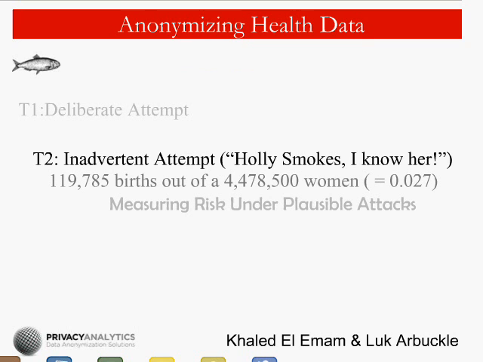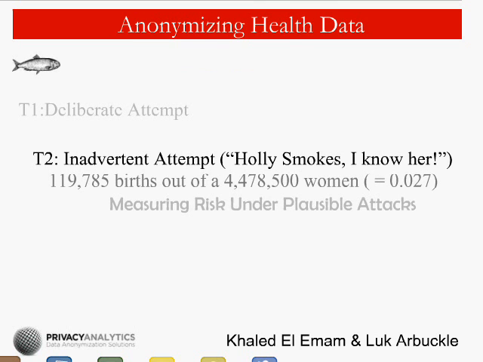In this case, what we do is we look at the data set every year, and we determine the probability, what is the prevalence of births. And obviously, it's going to be pretty high. A lot of women in Ontario. And in this case, it's 0.027, which may not seem too bad.